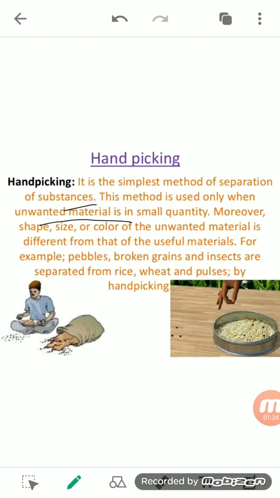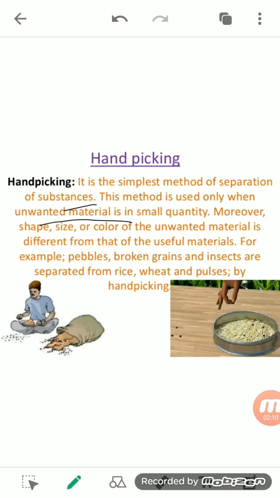Often these impurities look very different from the other food items, and that's why we are able to spot them easily. If you are buying rice and it contains mustard or a stone, you are able to distinguish the stone from the rice, since the color or the size looks different from that of the rice or the wheat. So we can spot them easily and we are able to separate them. So the method of separation, which is very simple and very common, is hand picking.